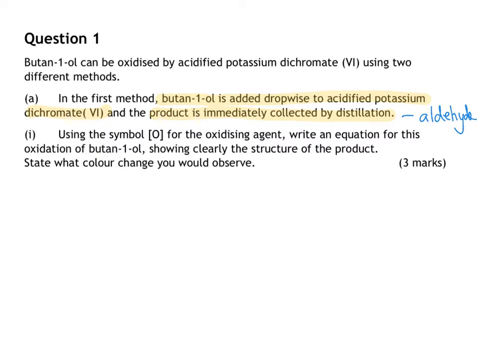And then I'm going to write an equation for this oxidation, showing clearly the structure of the product and stating the colour change. So that kind of shows me where my 3 marks are, one for the equation, one for the structure of the product, and one for the colour change. Although it wants the structure of the product, it's not given me any specific details on how it wants everything, so I don't necessarily need a displayed formula.